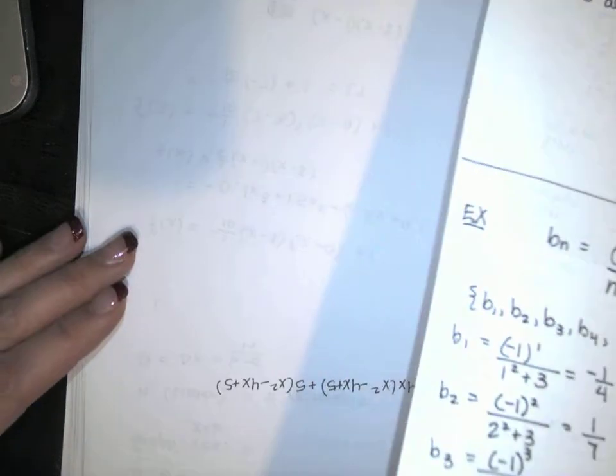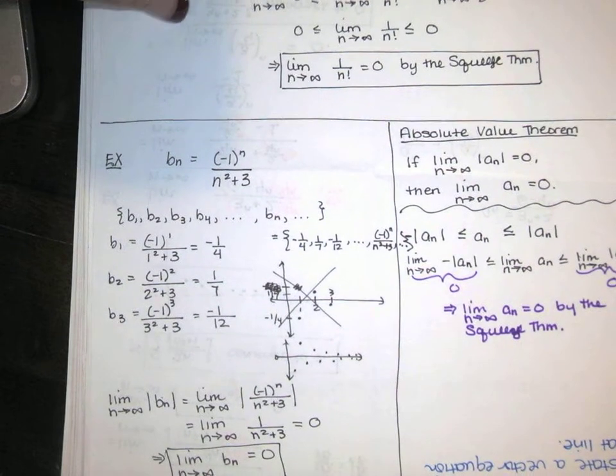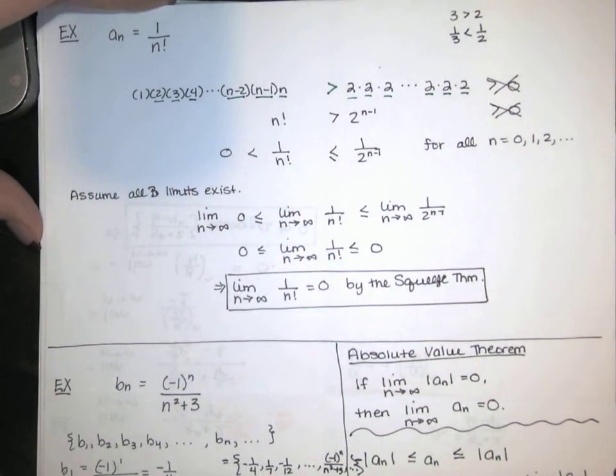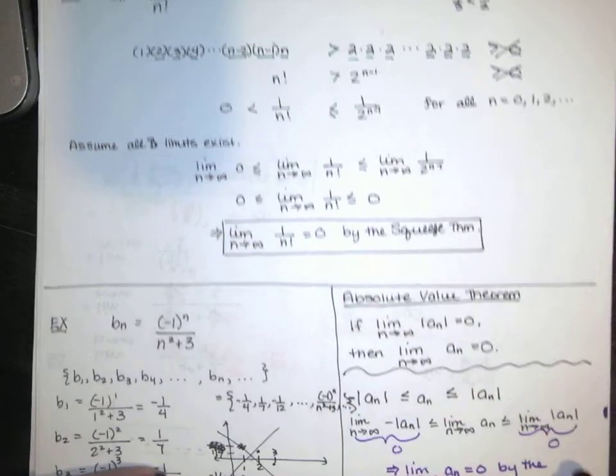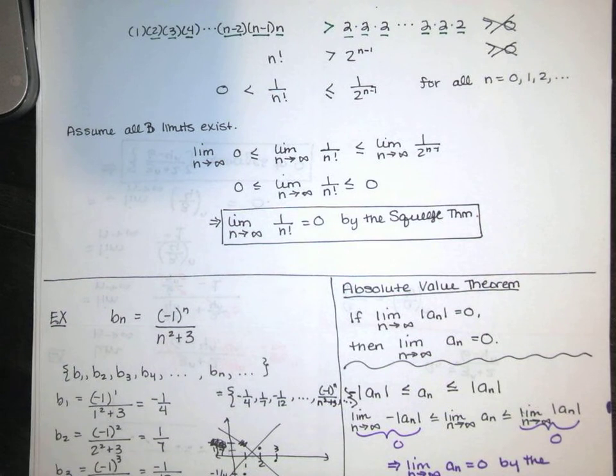Alright, and I think that's it for this video. So we've talked about the absolute value theorem, which is right here. We've also talked about the squeeze theorem and done a couple of examples. In the next video, we'll talk about monotonic sequences, bounded sequences, and the bounded monotonic sequence theorem.